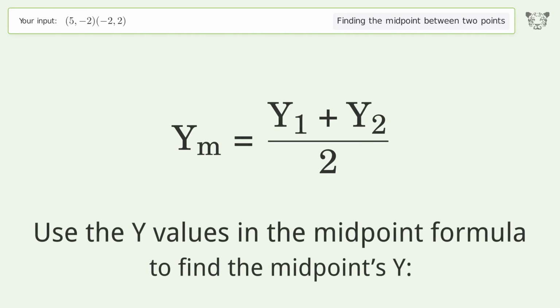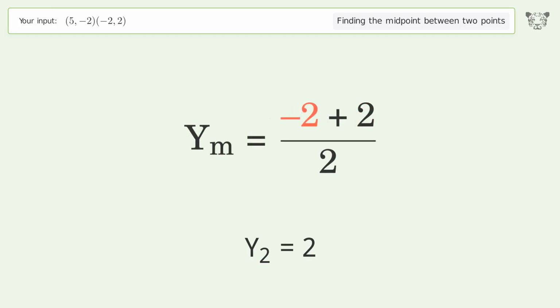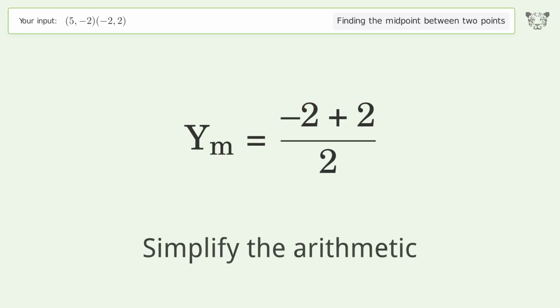Use the y values in the midpoint formula to find the midpoint's y. y1 equals -2. y2 equals 2. Simplify the arithmetic.